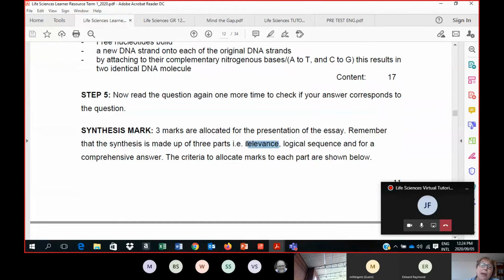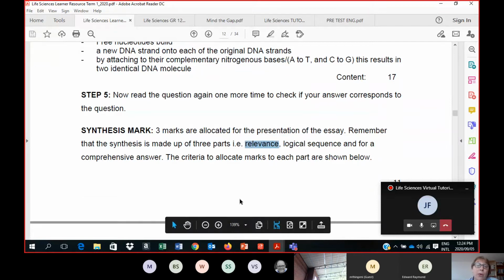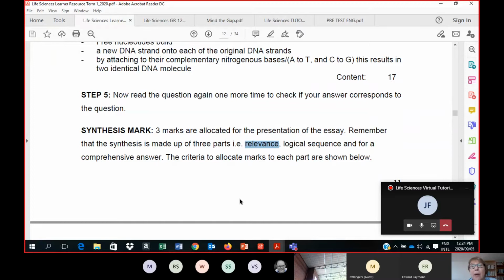Now relevance is also important. So if in your essay where you now have to describe everything about DNA, you start talking about RNA and messenger RNA and transfer RNA and protein synthesis, that is not relevant to this particular question whatsoever. So you are going to be losing that mark. So relevance means that you only stick to whatever is required of you.